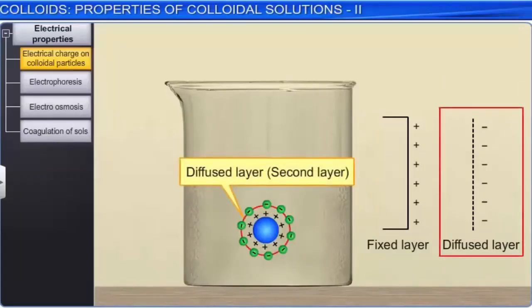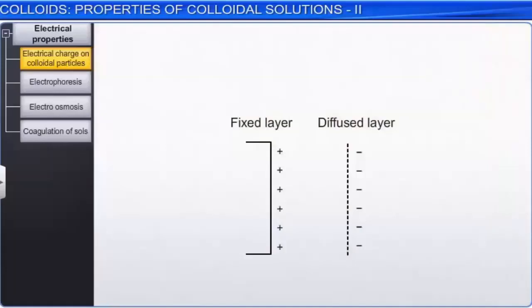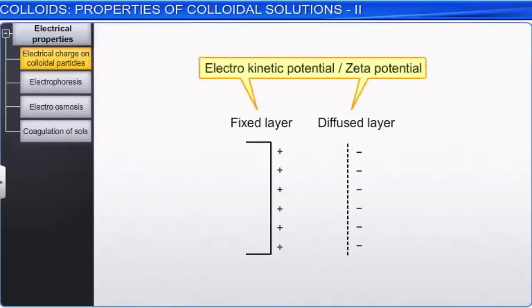The presence of opposite charges on the fixed and diffused layers of the double layer results in a difference in potential. This potential is called electrokinetic potential or zeta potential.